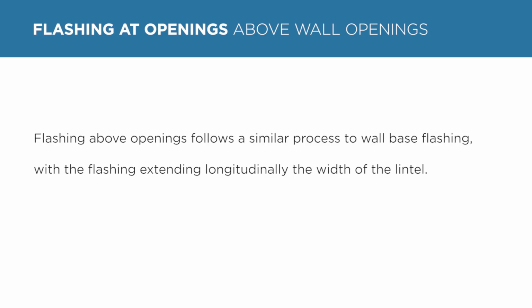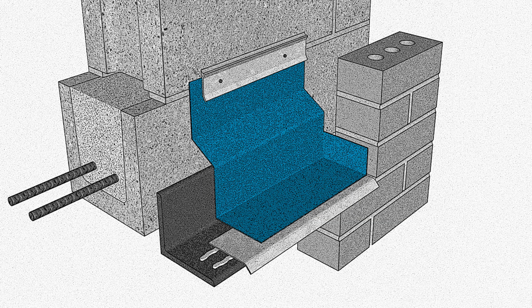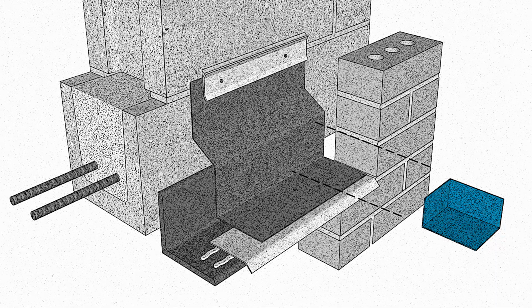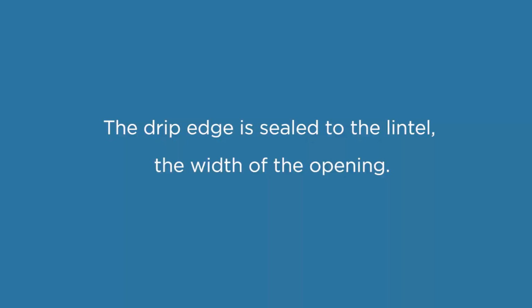Flashing above wall openings follows a similar process to wall base flashing, with the flashing extending longitudinally the width of the lintel. End dams, either field formed or prefabricated, should be installed under the flashing and sealed at each end of the lintel. The drip edge is sealed to the lintel the width of the opening. Lap and seal the flashing to the drip edge in a manner previously discussed. A preferred method is to adhere the flashing to the backup width with a termination bar and seal at the top of the termination bar.